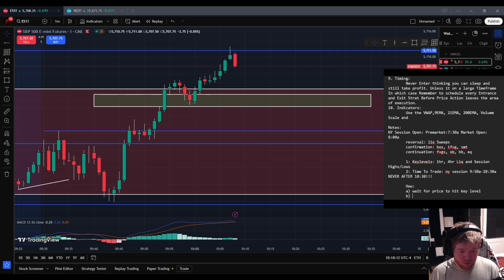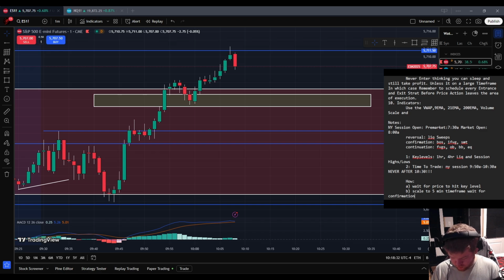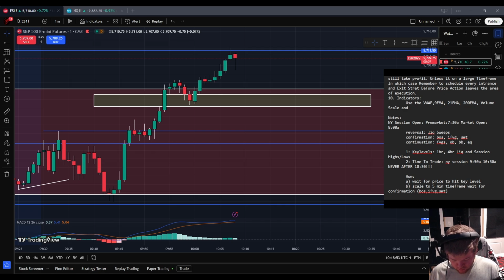B. Scale to 5 minute time frame. Wait for confirmation. Where are my confirmation confluences? Break of structure. Inverse fair value gap. Or SMT. Plain and simple. I'm doing this right so far.